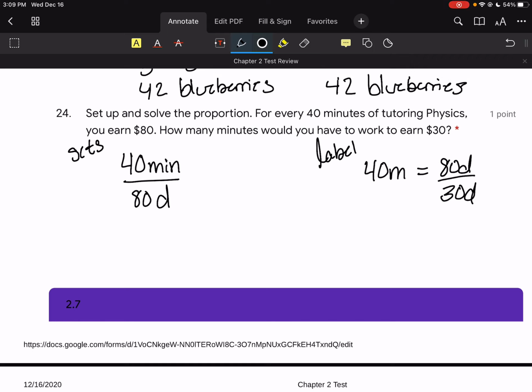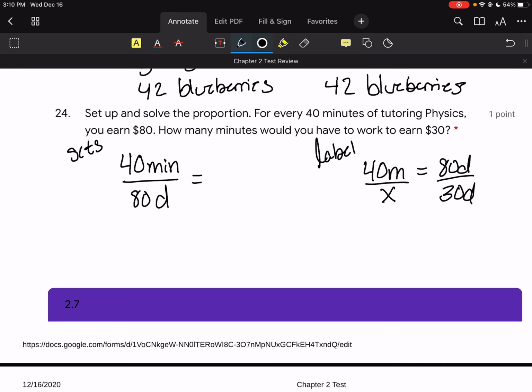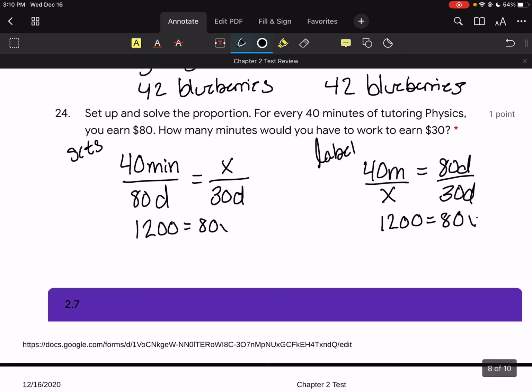So now I'm told another dollars, and I don't know what my minutes are. So I don't know my minutes, and I know that I have $30. So 40 times 30 is 1200 equals 80x. Divide both sides by 80, and you are going to get that 15 minutes is equal to your x.